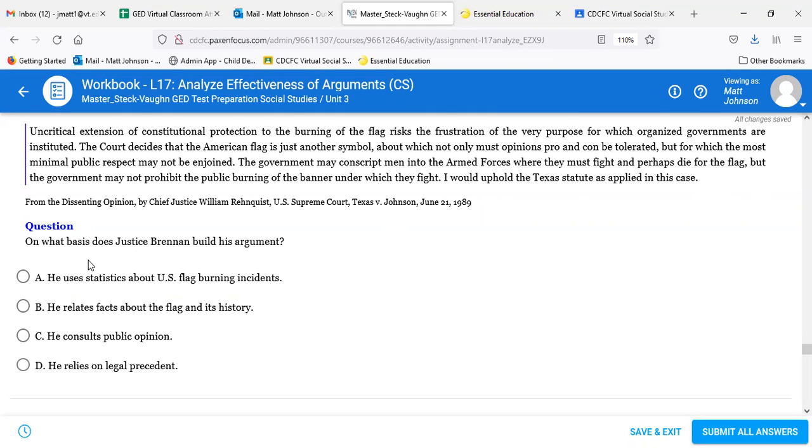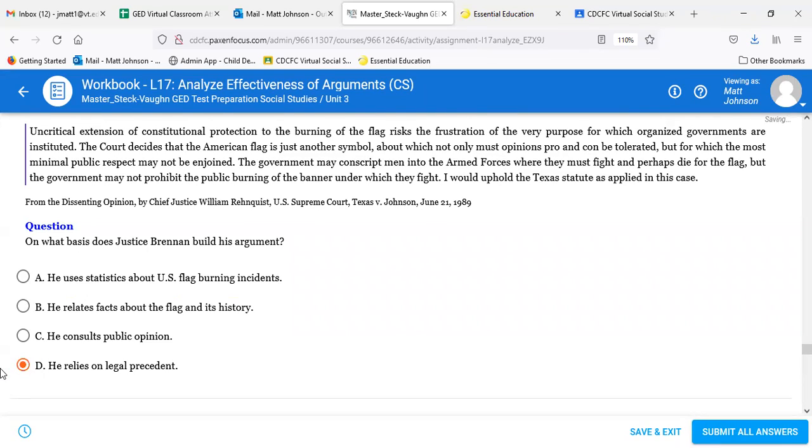On what basis does Justice Brennan build his argument? A, he uses statistics about U.S. flag burning incidents. B, he relates facts about the flag and its history. C, he consults public opinion. Or D, he relies on legal precedent.